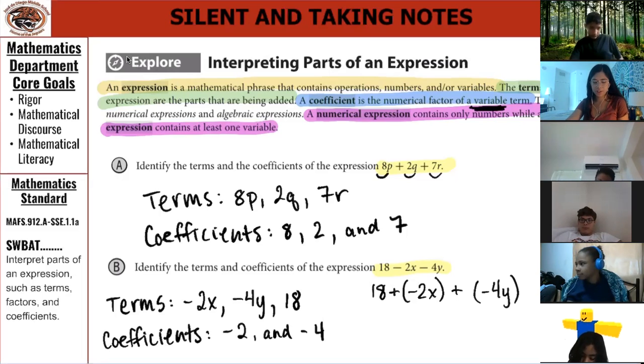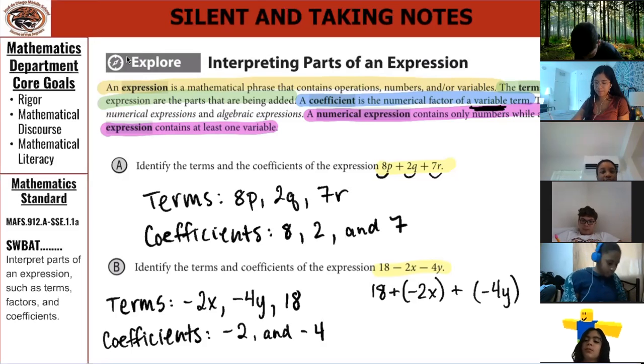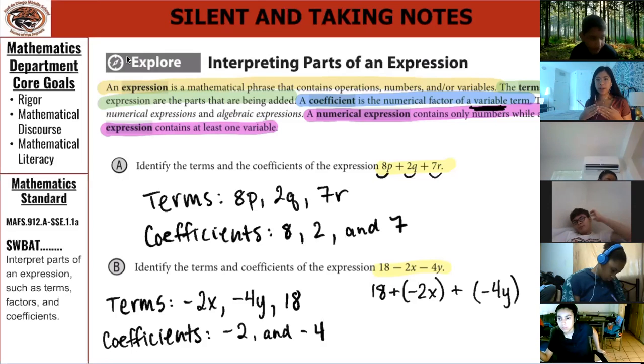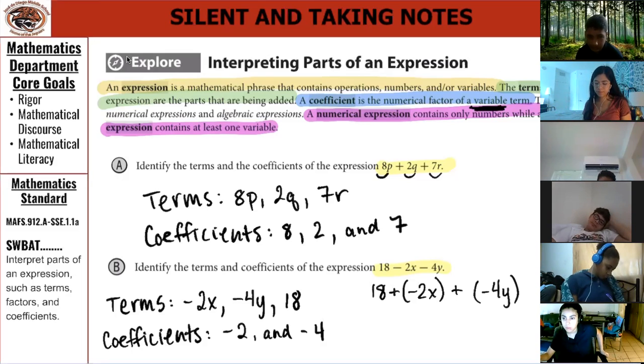Any questions on these definitions? Expression, terms, coefficients? Wait, with an expression, you don't find what is equal to. You just have to find out what is there. Right. So that's the weird thing about expressions, they don't have an equal sign. We're not trying to find the answer. It's more like a sentence. An equation is kind of like a question because you're always going to find an answer. But an expression is more like a sentence. You don't really need to find an answer. It's just telling us something. Any other questions?